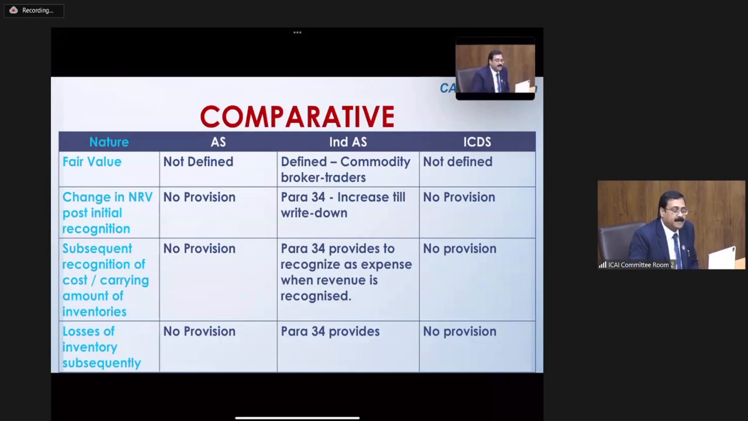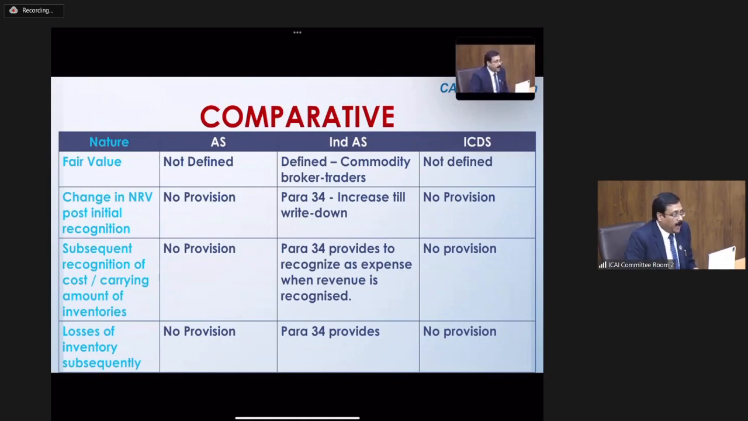But Ind AS says that in case in the next year, that inventory is unsold and it remains thereafter in the next year also, then if that NRV is increased from 80 to 120, say, you have to increase it to the extent it was written down. So you have to bring it back to 100 rupees, which is there in Ind AS, but not in AS or ICDS. So in AS and ICDS, if it has been written down to NRV, that becomes the opening stock. But in the Ind AS, you have to increase it to the extent it was written down.